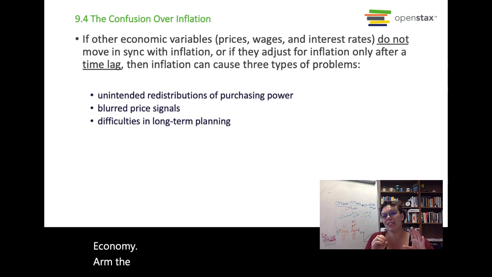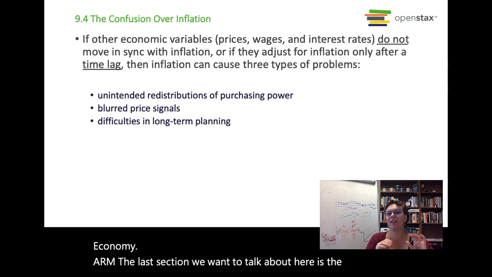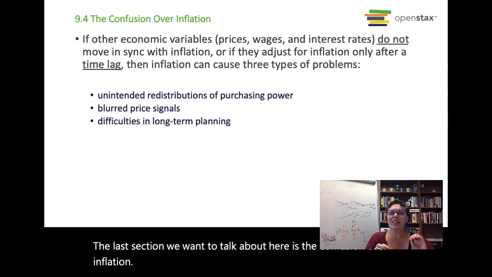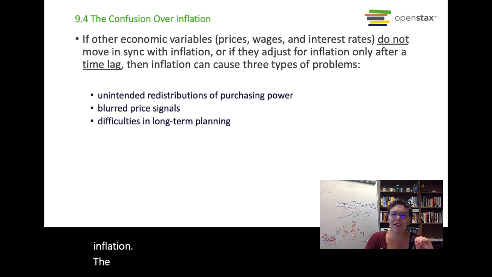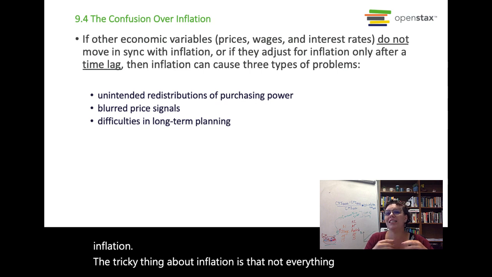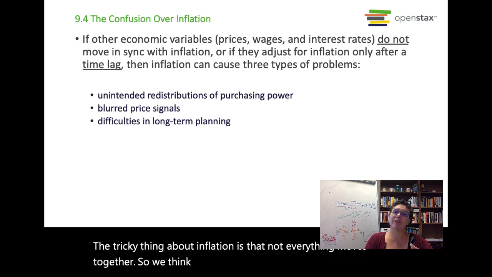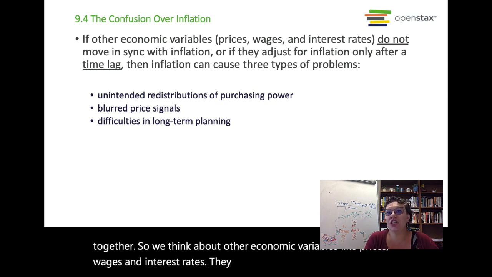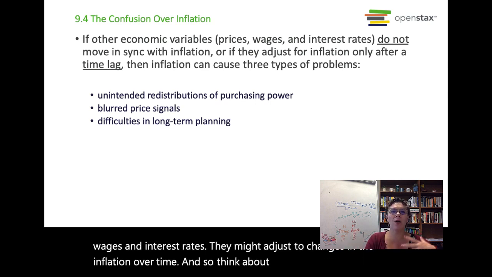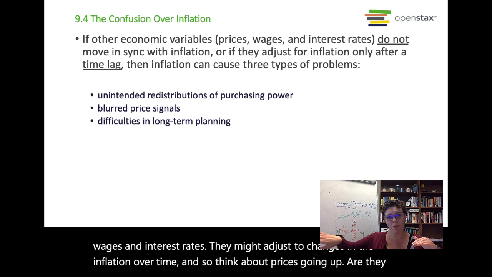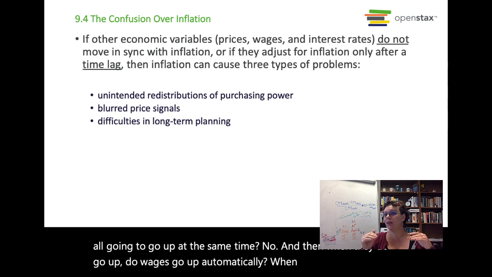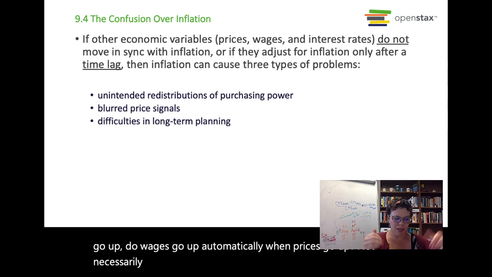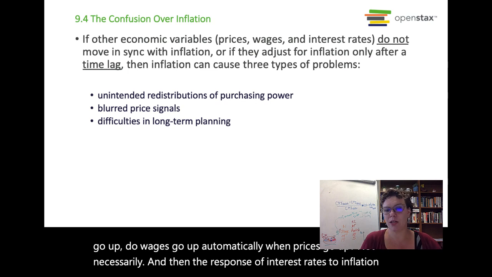The last section we want to talk about here is the confusion over inflation. The tricky thing about inflation is that not everything moves together. So when we think about other economic variables like prices, wages, and interest rates, they might adjust to changes in inflation over time. And so think about prices going up. Are they all going to go up at the same time? No. And then when they do go up, do wages go up automatically when prices go up? Not necessarily.